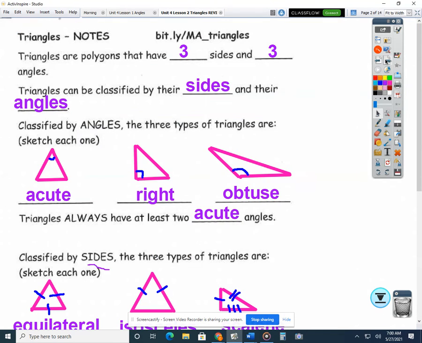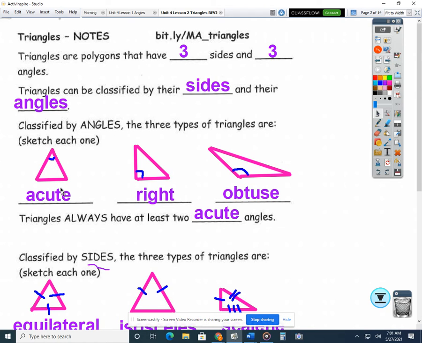We started off with some simple notes reviewing what we know about triangles, in that they are polygons with three sides and three angles. And we talked about the different types of angles that are found in each of the different kinds. They are labeled according to their angles.